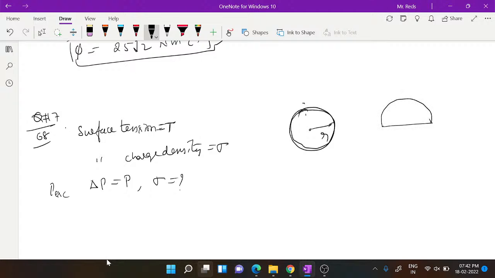Let us consider half of this part. Because it will have some small thickness, I have to consider the thickness also like this. This is the cross section view of this.